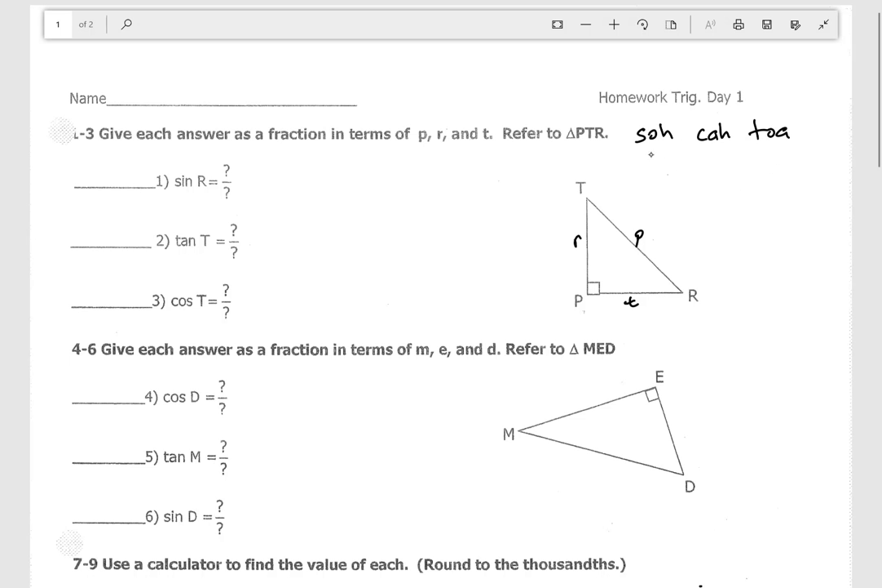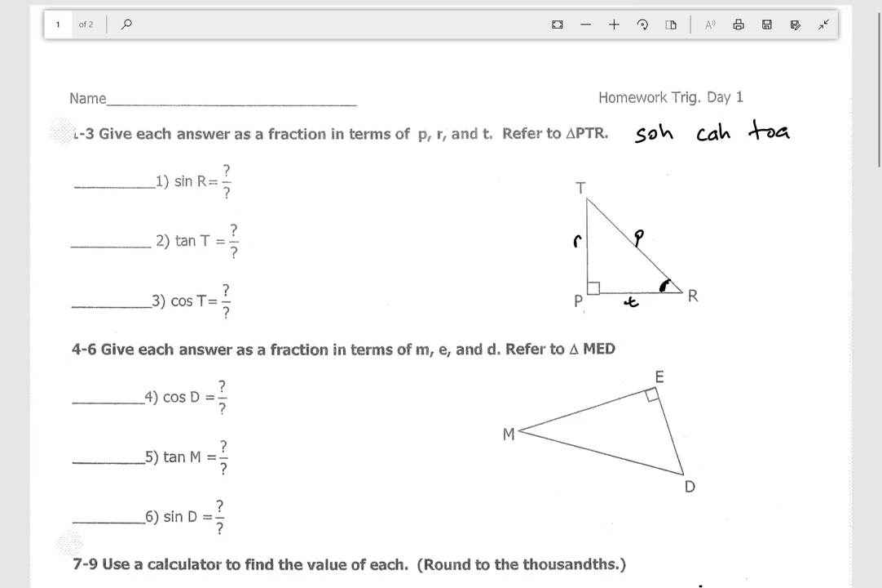Depending on what sides I want to use, I might want opposite and hypotenuse, or adjacent and hypotenuse, or maybe opposite and adjacent. I will pick a particular function, either sine, cosine, or tangent. So in this first one, it says do the sine of R. So angle R, it's capital, again, sine of an angle. I'm using my angle R, and I want to use the relationship of sine.